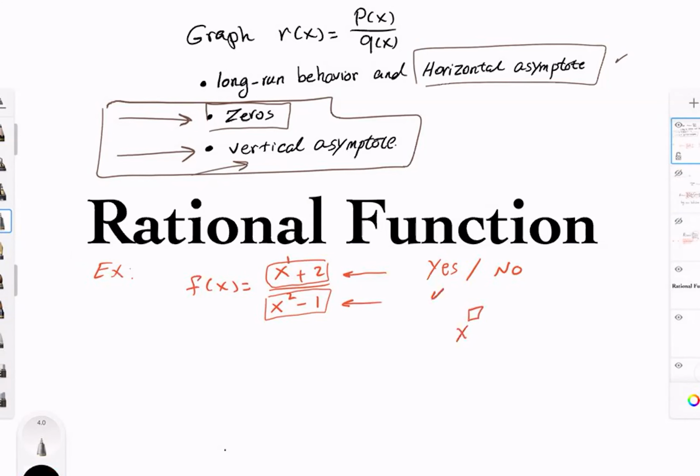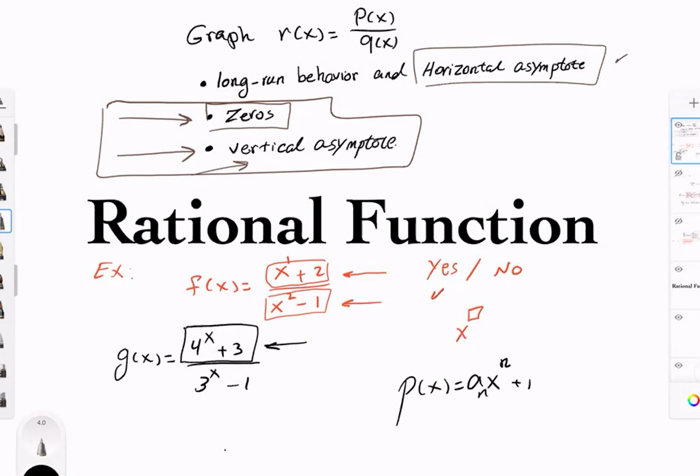Another example, g of x equals 4 to the power of x plus 3 divided by 3 to the power of x minus 1. Is this a rational function? No. Very good. This is not a rational function because 4 to the power x plus 3 is not a polynomial. Again, a polynomial P of x should be a n x to the power n plus a n minus 1 x to the power n minus 1 and so on. The x should be the base, and the exponent n should be an integer. Here we have 4 to the power x, which is an exponential function. So that's not a rational function.